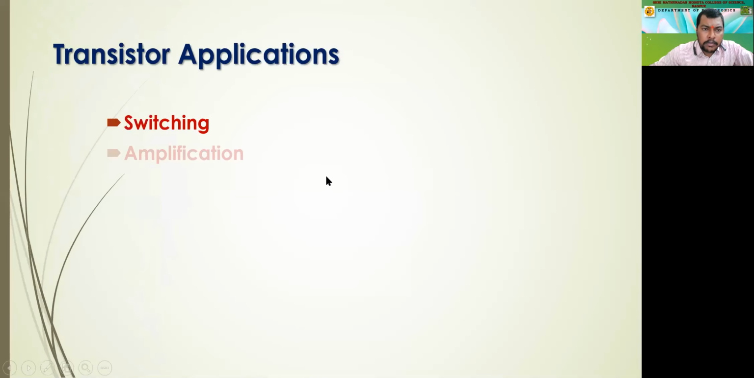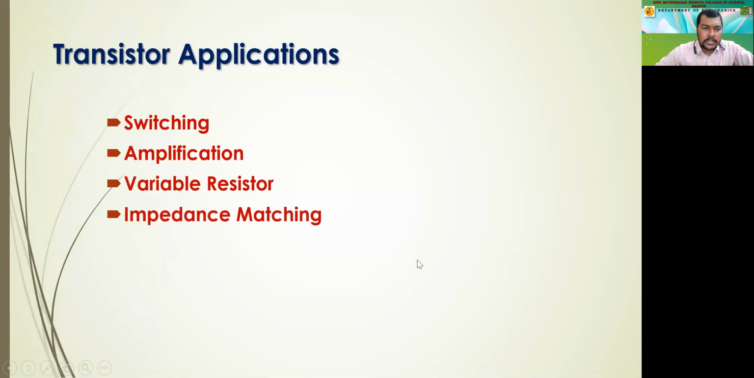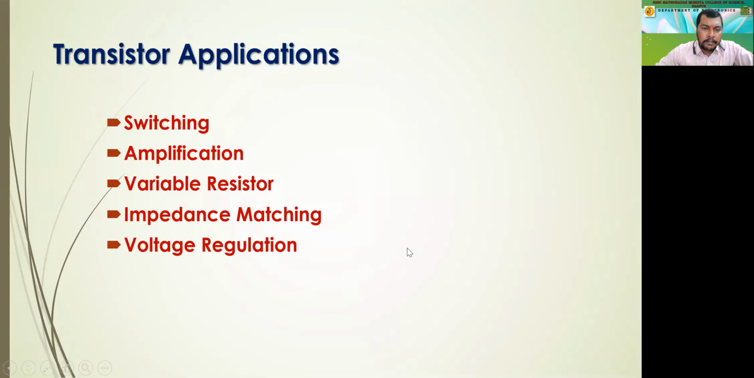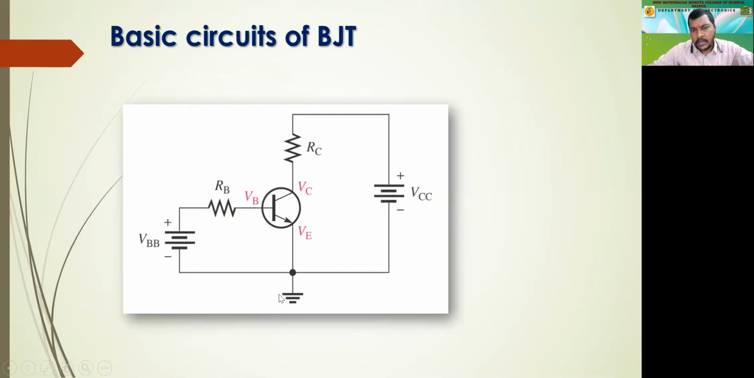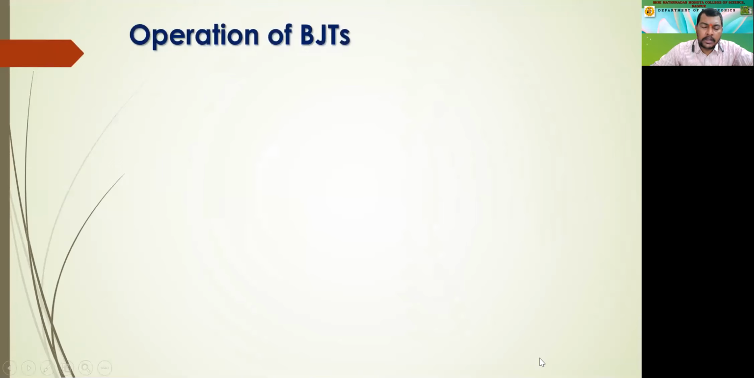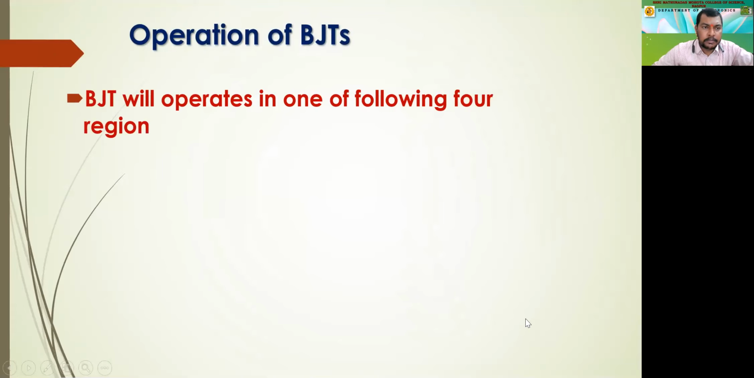Again, these are some of the applications of transistors: transistor as a switch, amplification, variable resistance, and impedance matching. Impedance matching is one of the most important applications of a transistor, to match the impedances of two circuits. Then we have the basic circuits of BJT. This is the common emitter amplifier, which we have already studied. The emitter is common, grounded. Input is given to the base emitter and output is taken across the collector base junction.